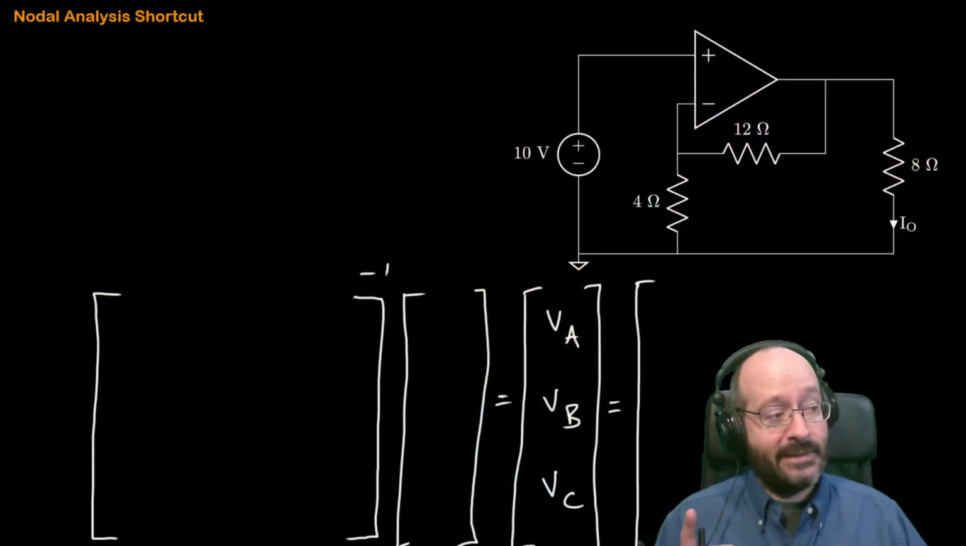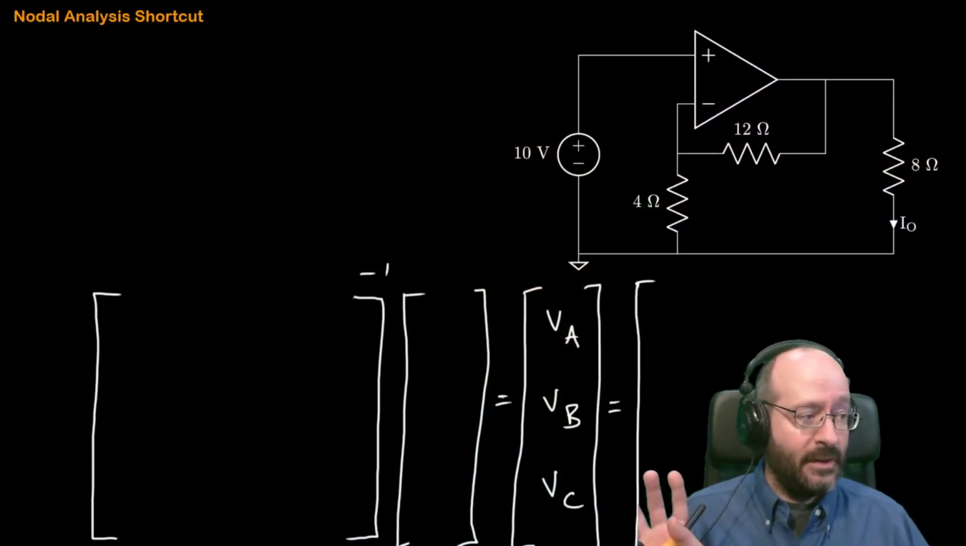Welcome back, folks. Doing more nodal analysis using the shortcut method, or nodal by inspection. We're going to look at our next op-amp problem that we've looked at in the past. I took the liberty of setting up the matrix before, so you don't have to by hand.